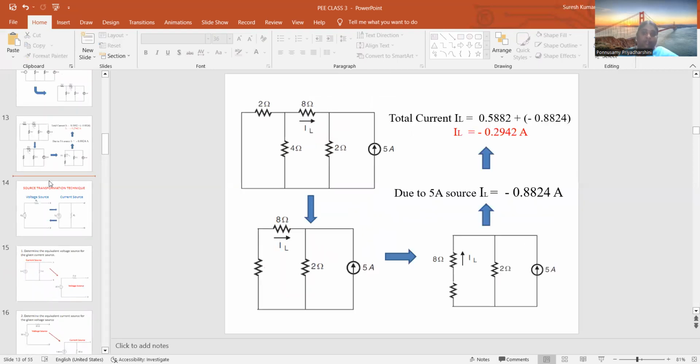The next is the current flowing through the 8 ohm resistor by using the 5 amp source. How to find it? The total current is this, but I can't use the current division rule because many resistors are there. So we use source transformation. The 5 amps and 2 ohms are connected in parallel, and it has been converted into a voltage source. After converting into a voltage source, this resistance will be connected in series.